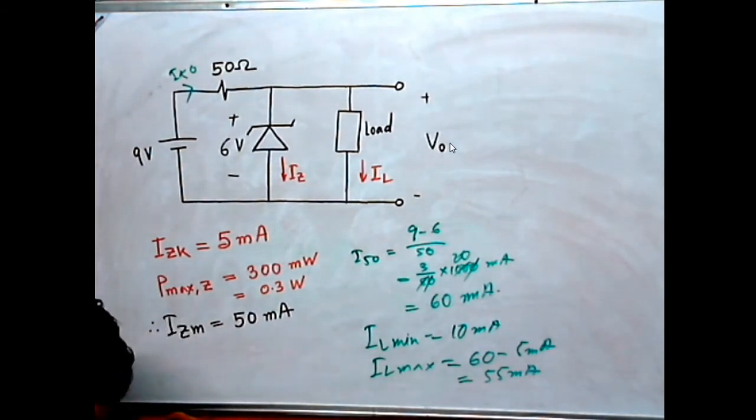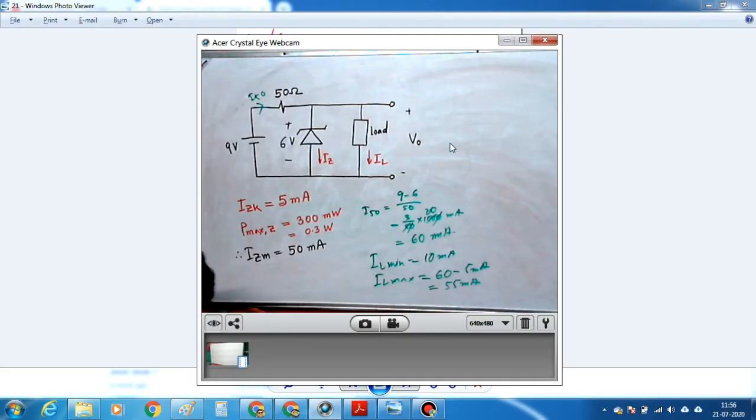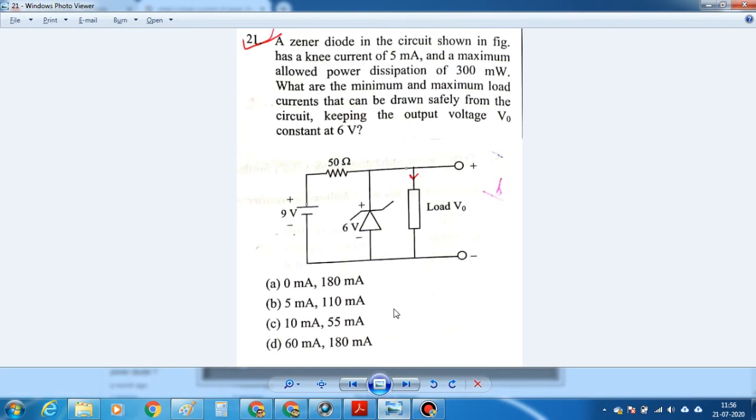Okay, so let's see the answers. The minimum and maximum current respectively is option C, 10 milliampere and 55 milliampere. Okay, so option C is correct.